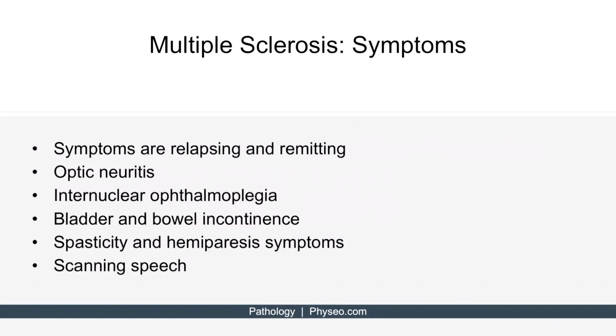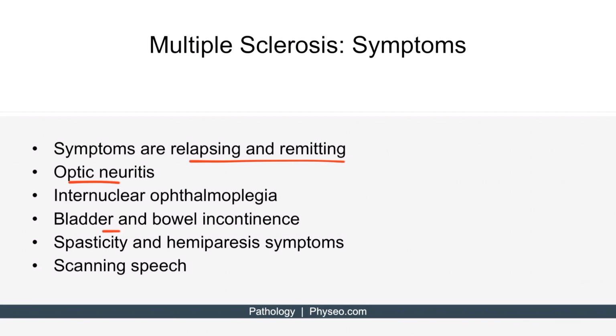A very important feature of this disorder is that the symptoms are relapsing and remitting. Patients may present with painful unilateral vision loss, known as optic neuritis. Internuclear ophthalmoplegia is due to damage to the medial longitudinal fasciculus. We discussed this in more detail in our neurology video on ophthalmology.